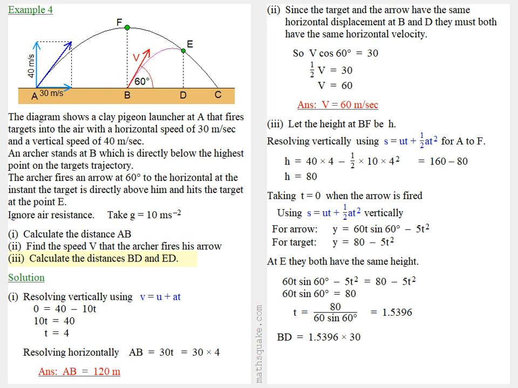Now, the distance BD is the horizontal speed times the time it takes. So that's 1.5396 times 30, which is 46.188 metres. And to find DE, we can consider the target. Now for the target, we've got y equals 80 minus 5t squared. So that's 80 minus 5 times 1.5396 squared, which is 68.148 metres. So we have BD is 46.2 metres and DE is 68.1 metres.